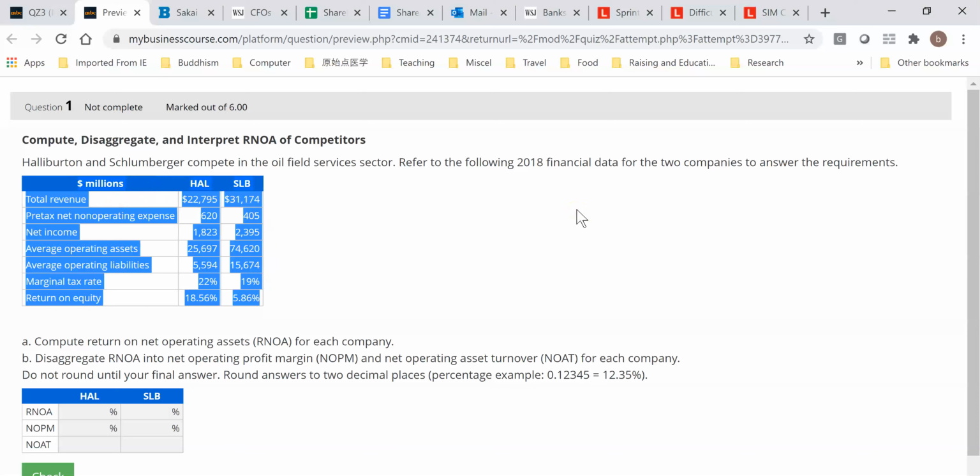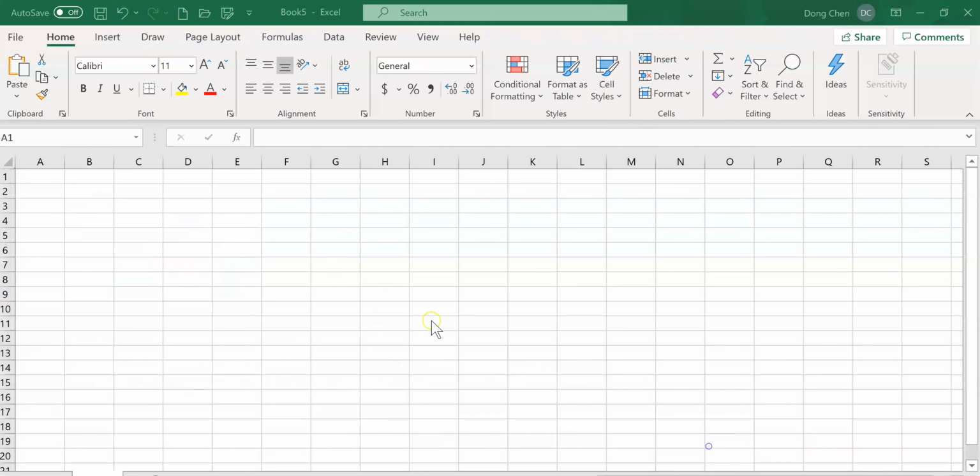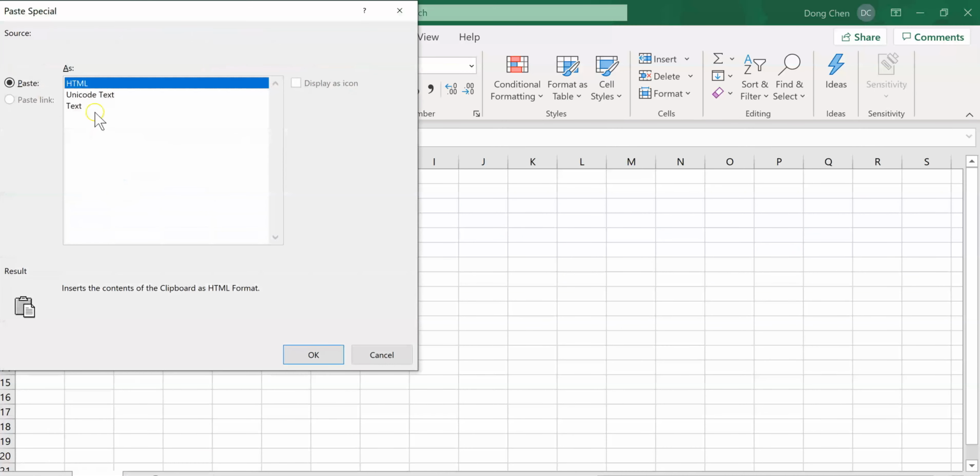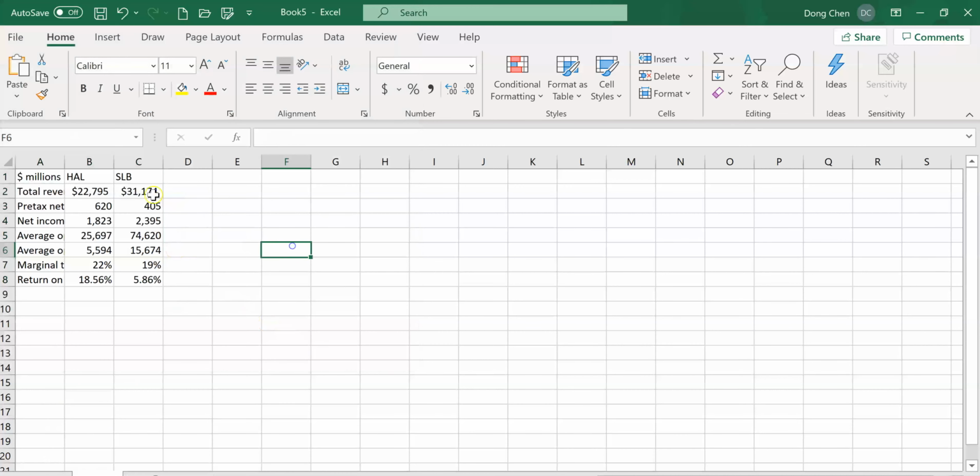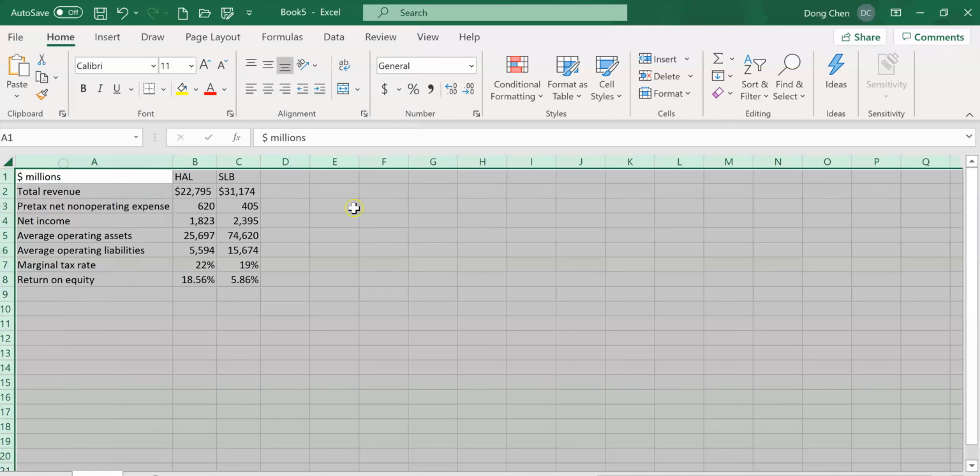So to do that, again, let's first read the rounding requirement. That's the thing I want you to pay particular attention to. So refer to the following 2018 financial data for the two companies, and then compute return on net operating assets, and disaggregate this into NOPM and NOAT. Do not round until your final answer. Round answers to the two decimal places. All right. So now I want to copy the table to my Excel sheet to speed up the calculations. So now I have this table available in my spreadsheet.